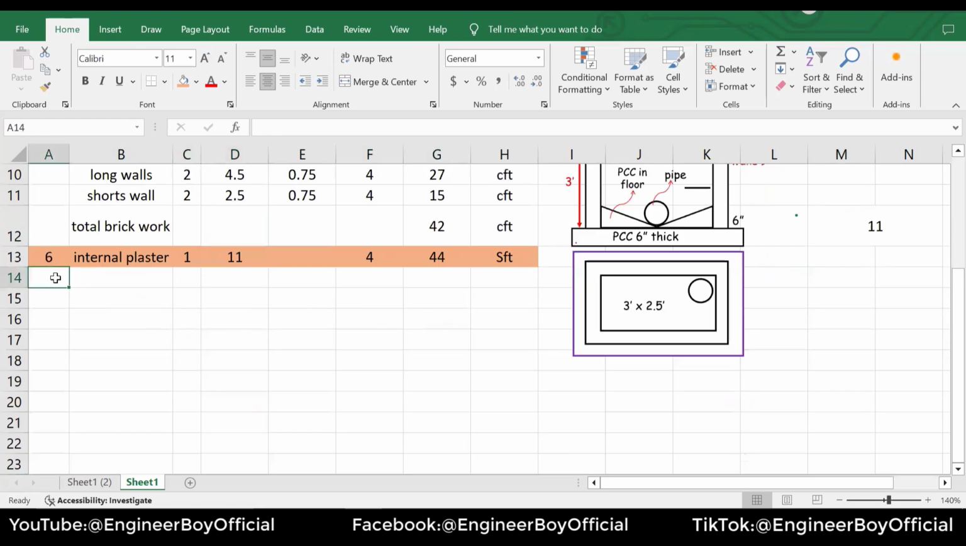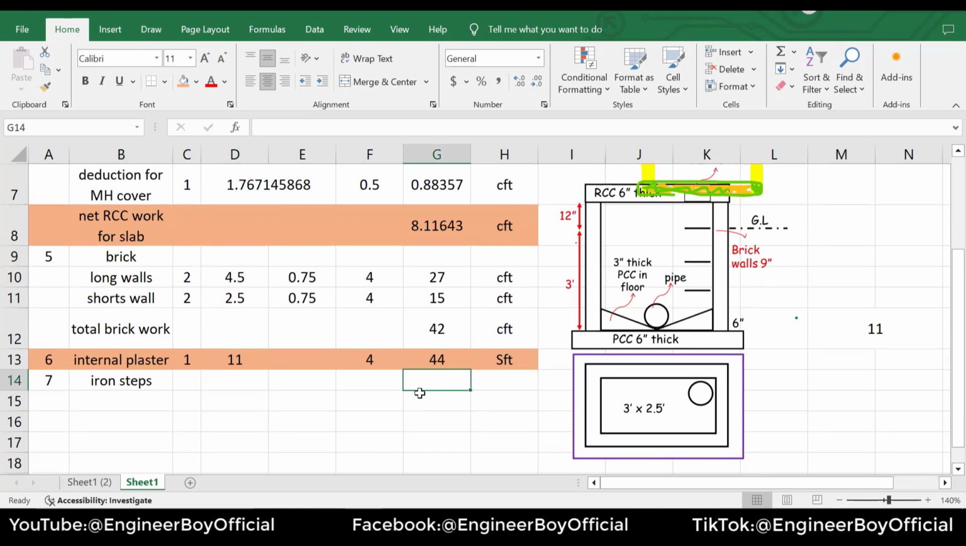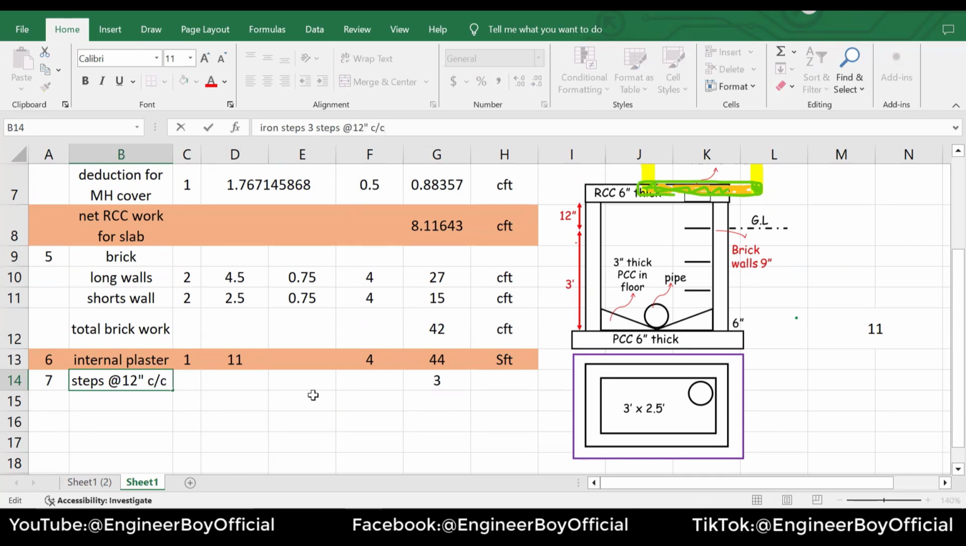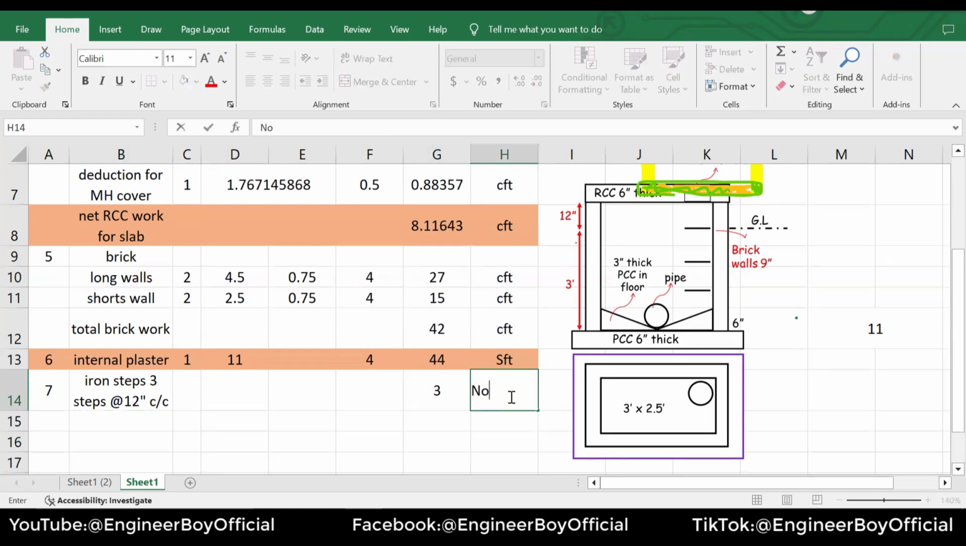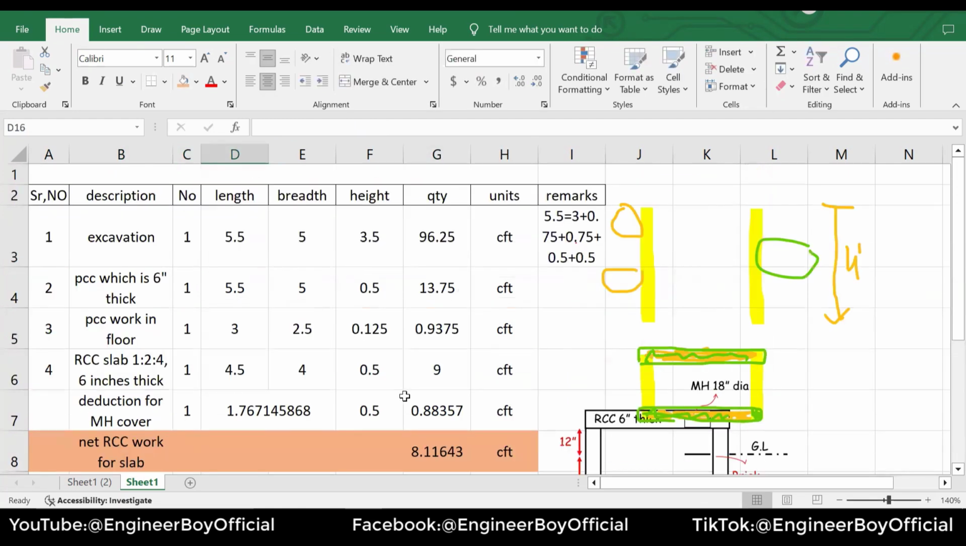Another thing, number 7, and that is the final thing, we have iron steps. A direct quantity, you can see from the diagram, it is maybe 3 iron steps. And in the description, you can even put 3 steps at 12 inches center to center. So we have 3 steps overall. You can see the quantity is 3. So I'm gonna say numbers. All right. This is the total estimation.